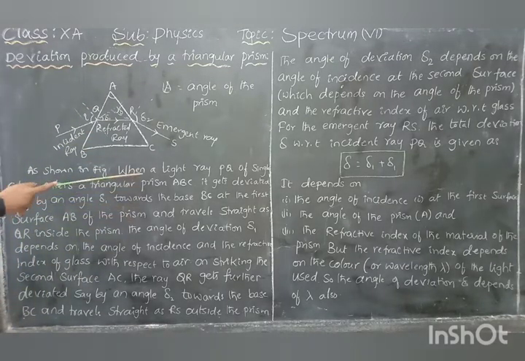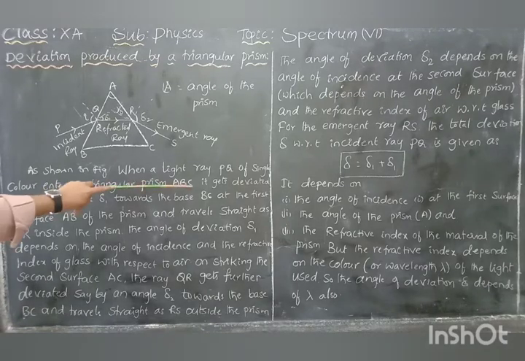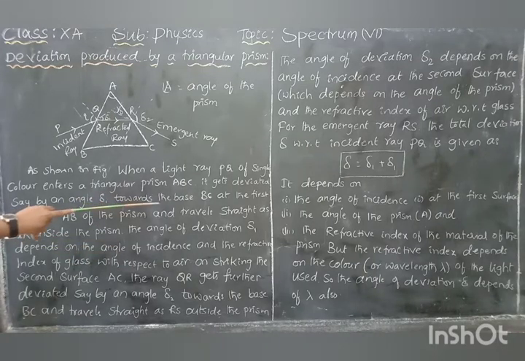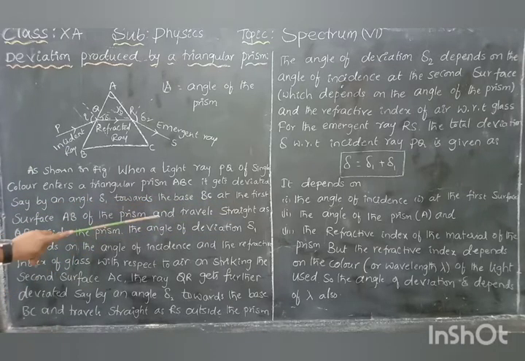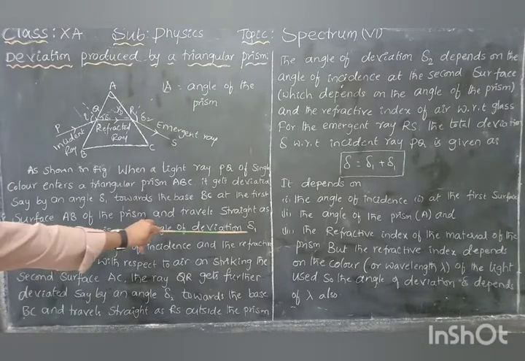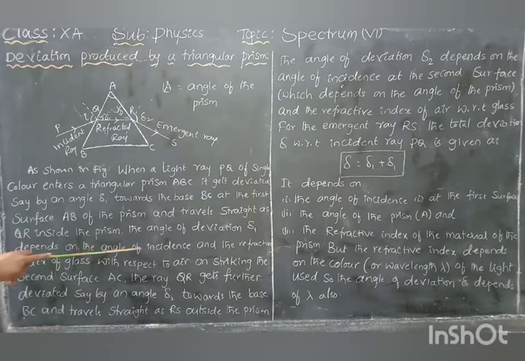As shown in the figure, when a light ray PQ of single color, meaning monochromatic light, enters a triangular prism ABC, it gets deviated by an angle delta 1 towards the base. The refracted ray is towards the base at the first surface AB of the prism and travels in a straight line as QR inside the prism. Inside it is a straight line because it is a glass medium; the medium does not change.